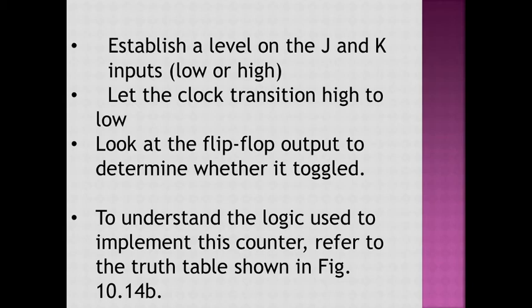Let the clock make a transition from high to low. That means the negative edge of the clock pulse. Look at the flip-flop output to determine whether it is going to toggle or not. So when the negative transition of the clock occurs, then the output of the flip-flop is going to toggle. To understand the logic used to implement this counter, refer to the truth table shown in figure 10.14b.